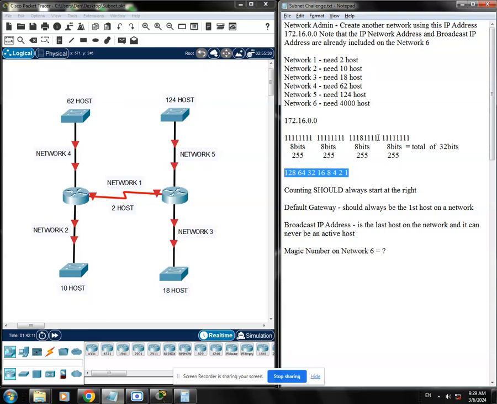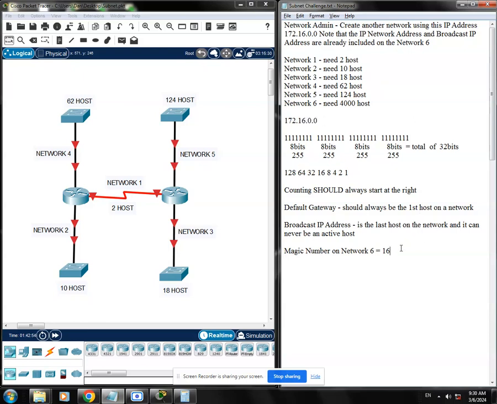We need to match this number on this second portion of the 8 bits, and for us to get the magic number, let's match this on this number. It's going to be 1, 2, 4, 8, and then 16. So the magic number would be 16, because it's located in here. Now I'm going to change this to 1. Since we now know the magic number is 16, let's start subnetting the IP address, which is here.